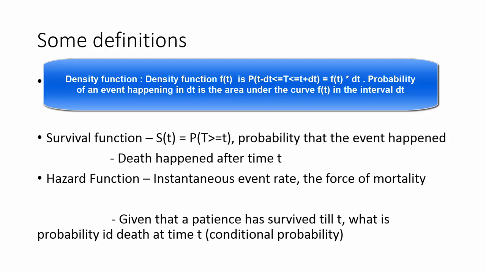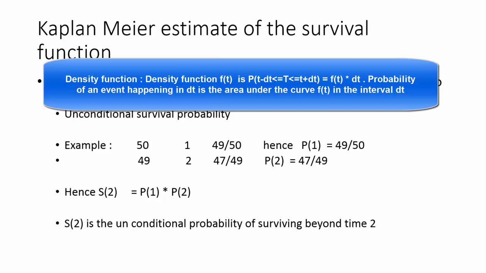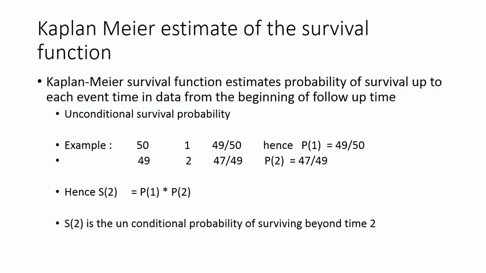We actually estimate only the survival function; we can get the probability density function and the hazard function directly from the survival function. So we only care about the survival function. We estimate the survival function in survival analysis using a particular type of estimation known as Kaplan Meier estimation. To understand it better, let me give you an example.